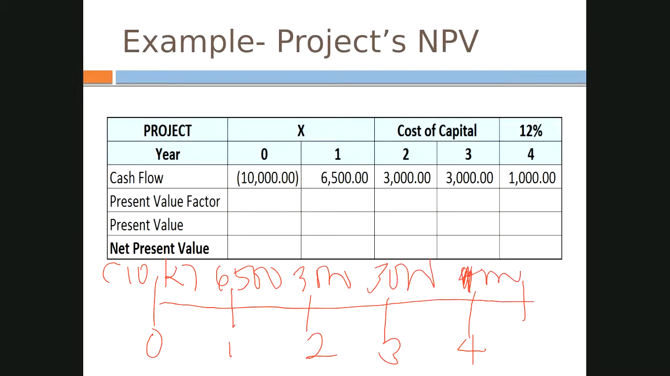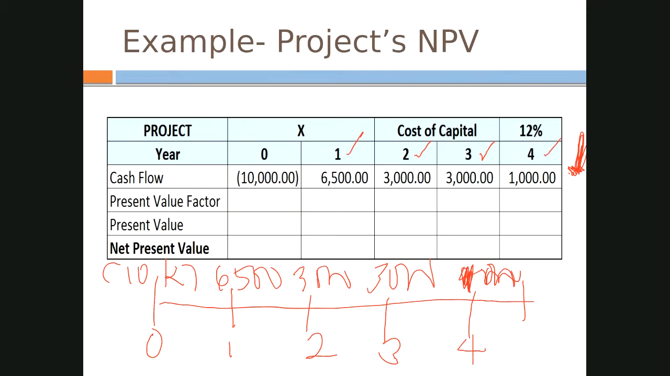So, just imagine, this is a timeline, but this is in tabular form, kasi nasa graduate school kami during that time. So most probably we're going to use Excel. Diba? In capital budgeting, so this is net present value. So as you can see, yung 6,500 will be your cash inflow after period one. So this will happen in the future. The 3,000 in year 2 will happen after 2 periods. The another 3,000 will happen after 3 periods. And the 1,000 will happen at the end of 4 periods.